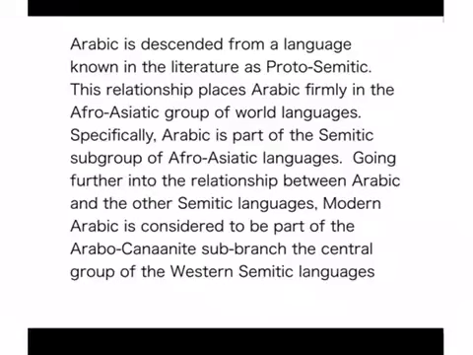Arabic is descended from a language known in the literature as Proto-Semitic. This relationship places Arabic firmly in the Afro-Asiatic group of world languages. Specifically, Arabic is part of the Semitic subgroup of Afro-Asiatic languages. Going further into the relationship between Arabic and other Semitic languages, modern Arabic is considered to be part of the Arabo-Canaanite sub-branch of the Western Semitic languages.